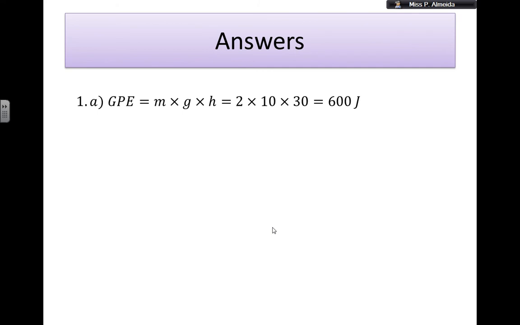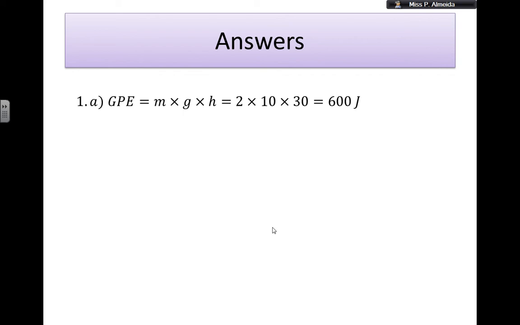GPE is the mass times the gravity times the height. The mass of the box is 2 kilograms. Gravity, you should do 9.8. I apologize that I did 10. 10 is alright, but you should really go for 9.81 times 10 times 30, which is the height. So it gives me 600 joules.